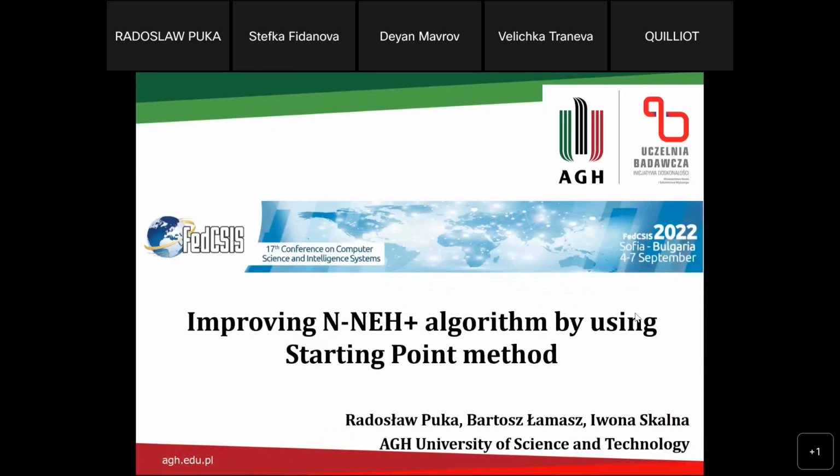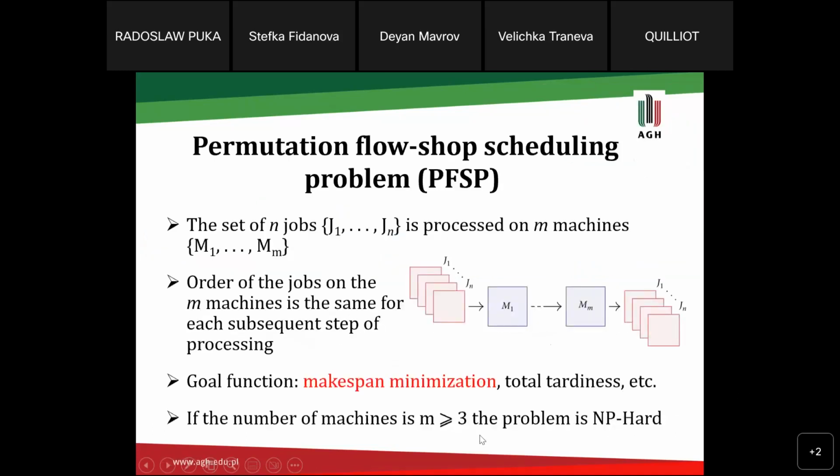Okay, the topic of our paper is improving the N-NEH algorithm by using the starting point method. My name is Radosław Puka. I wrote this paper with Bartosz Łamasz and Iwona Skalna. They are in Athens, but they don't speak, so I will try to say a few words about this topic.